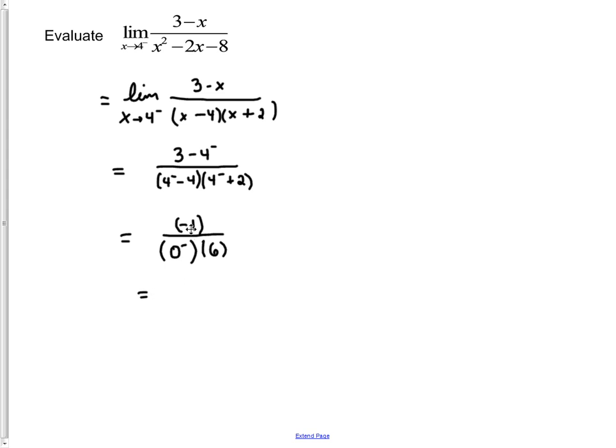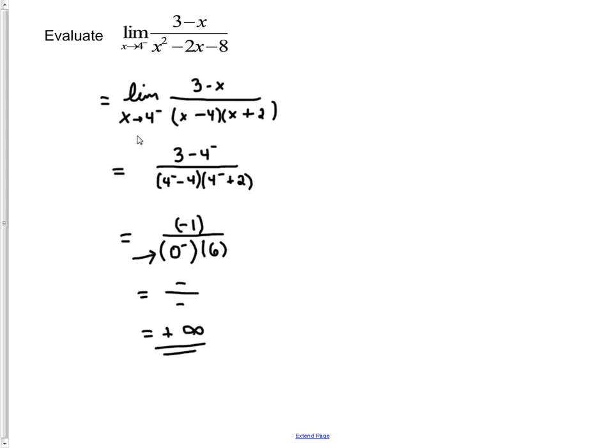All right, so overall, what does that mean to us? Well, it means we've got a negative number divided by another negative number, right? Something slightly less than 0 times 6. Negative divided by a negative is positive, and that means because we know that this function is approaching an infinite limit, it's either going to be positive or negative infinity, so this one must be positive infinity, right?